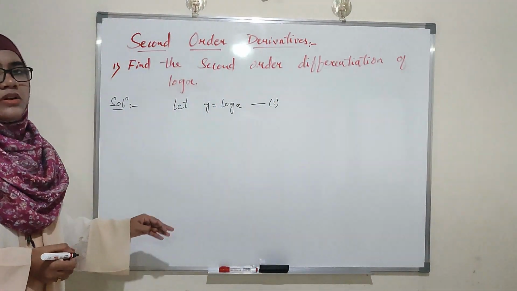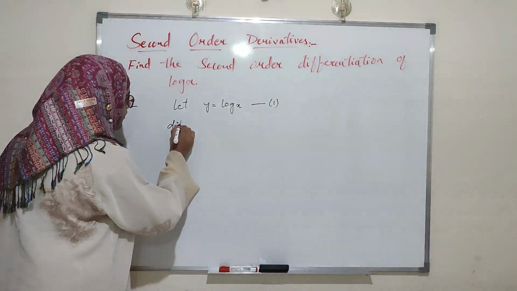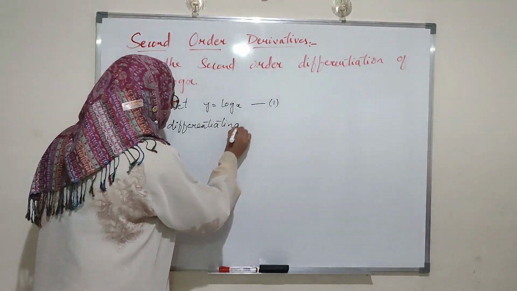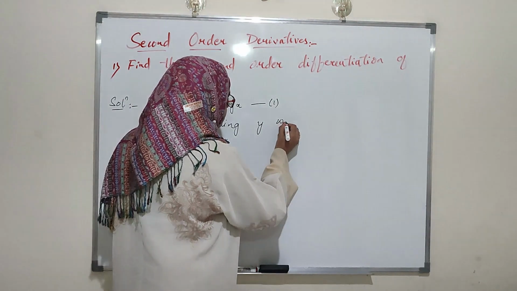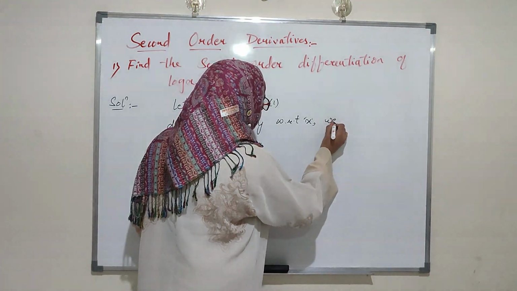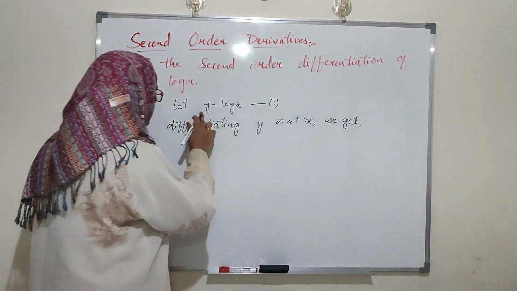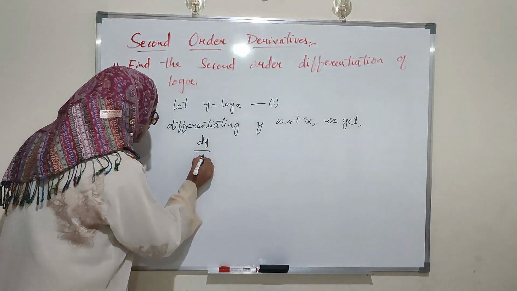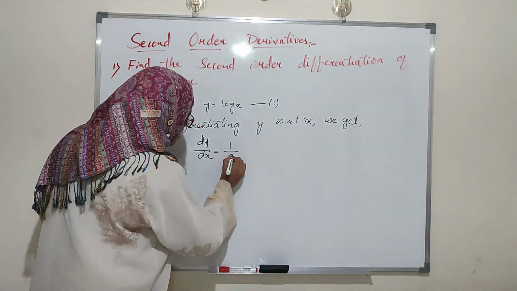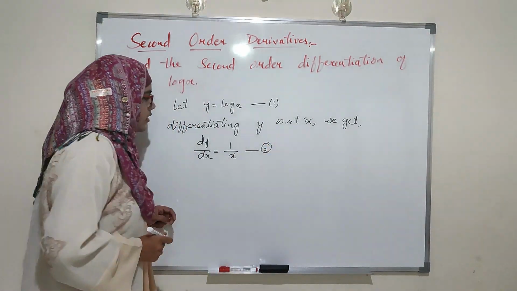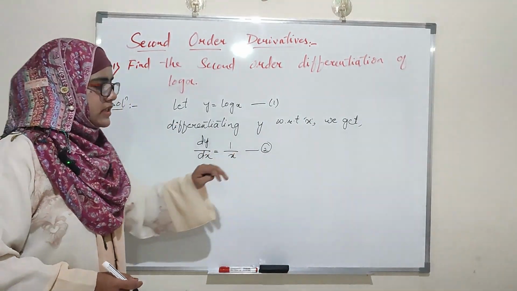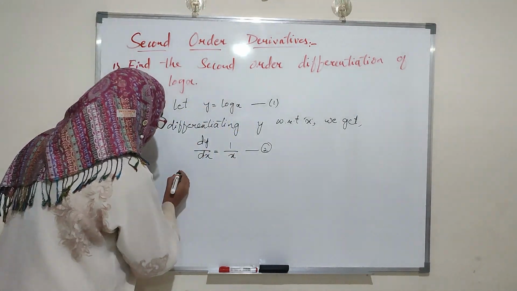Okay. Now differentiating y with respect to x, we get dy by dx is, log x differentiation is 1 by x. Name this one as equation 2. So we got dy by dx. Now differentiating this one again with respect to x, because we have to find the second order derivative.